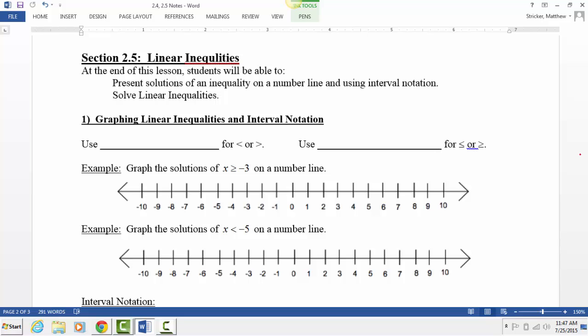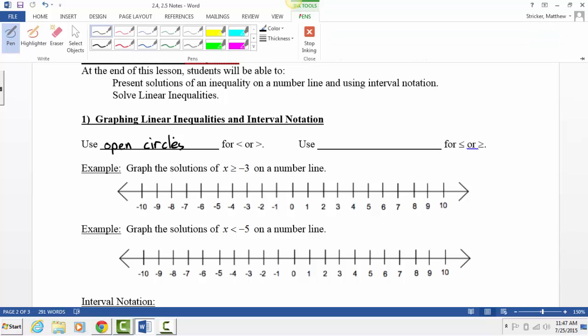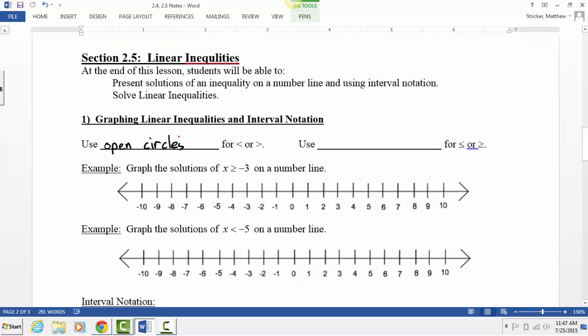So just starting out with a number line real quick in inequalities. If I am graphing a linear inequality on a number line, then the first thing I need to know is what kind of symbols we use if we have greater than or less than versus greater than or equal to and less than or equal to. So if we just have a less than or a greater than, we are going to use open circles. Versus if we have a less than or equal to or greater than or equal to, we are going to use closed circles.